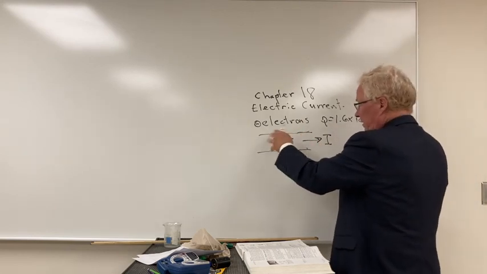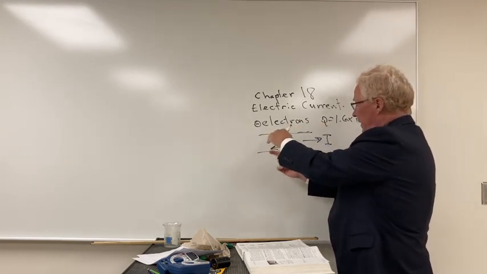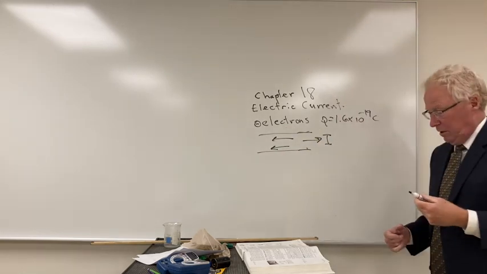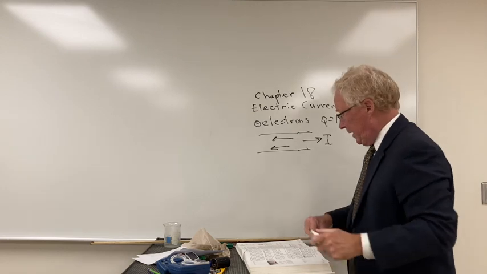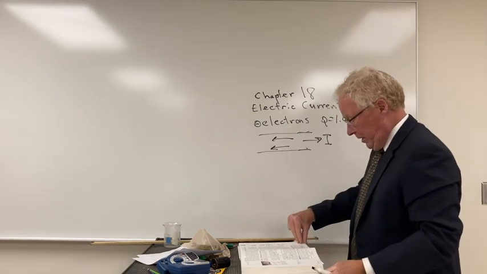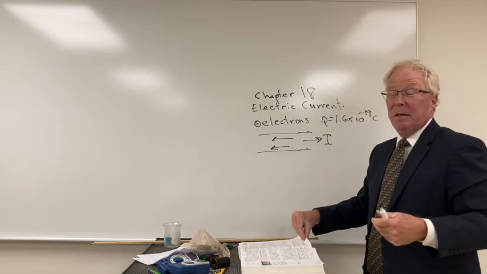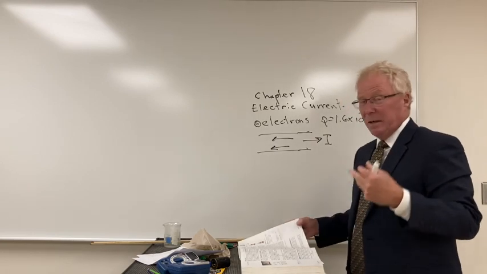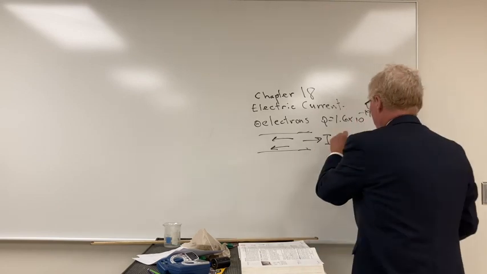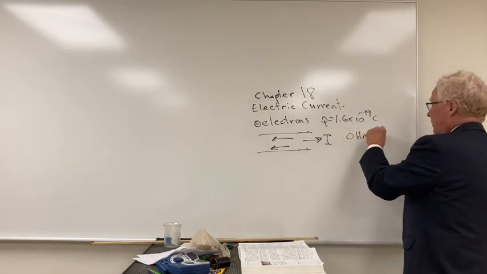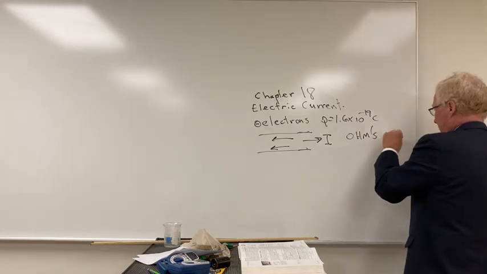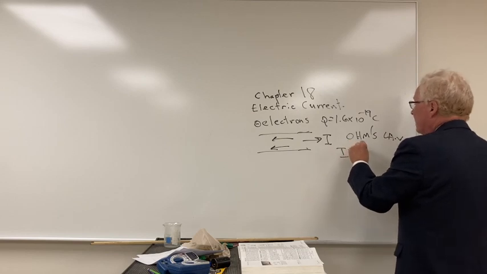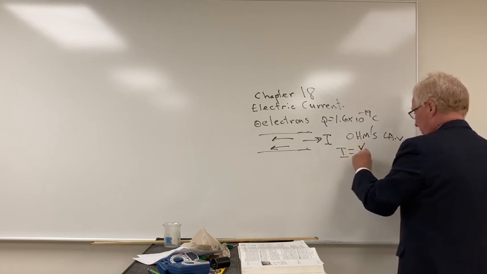We're not going to really deal with the actual physics of what the electrons are doing. We're going to be dealing with what we measure, which is current. And this is part of Lab Three, which you'll be dealing with. We'll talk about Ohm's law, and that's given by I is V over R.